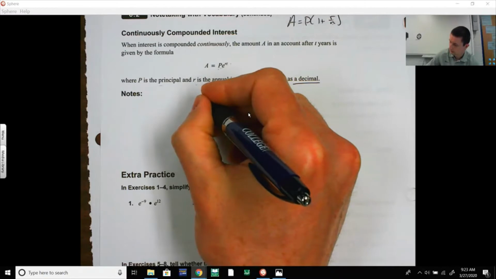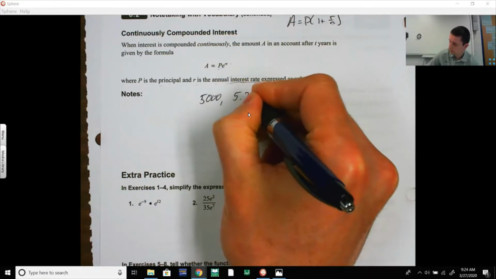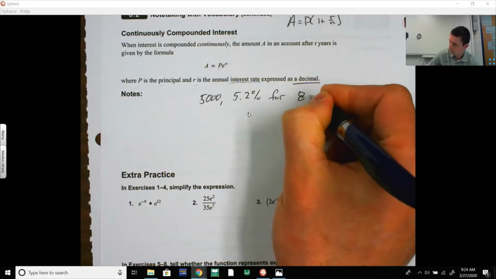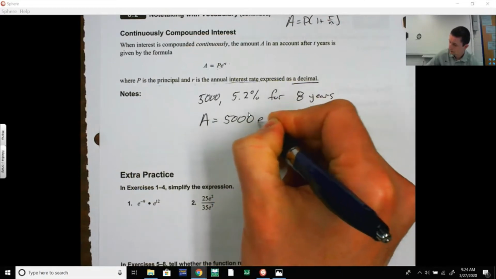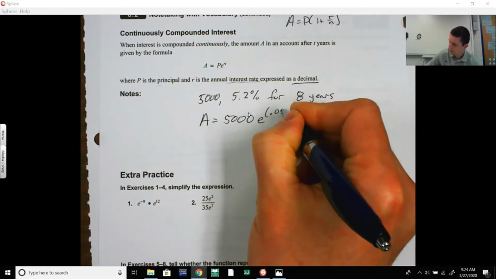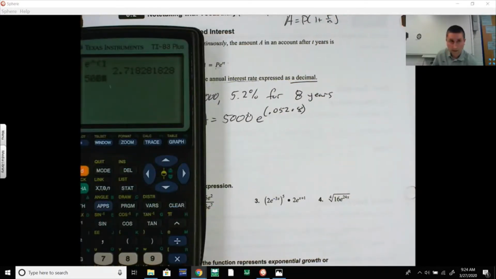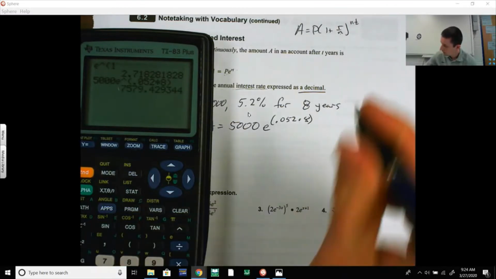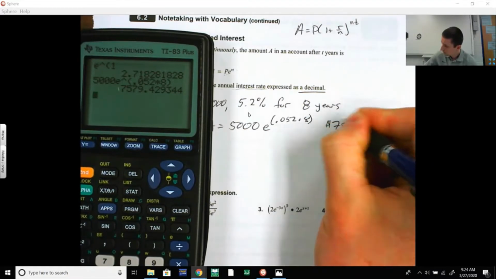So if you have $5,000, and you're investing it at a rate of 5.2% for, let's do 8 years, your amount would be 5,000 times e to the 0.052 times 8. So 5,000 times e to the 0.052 times 8. Close that, and you'd have 7579.43. That's what you have.